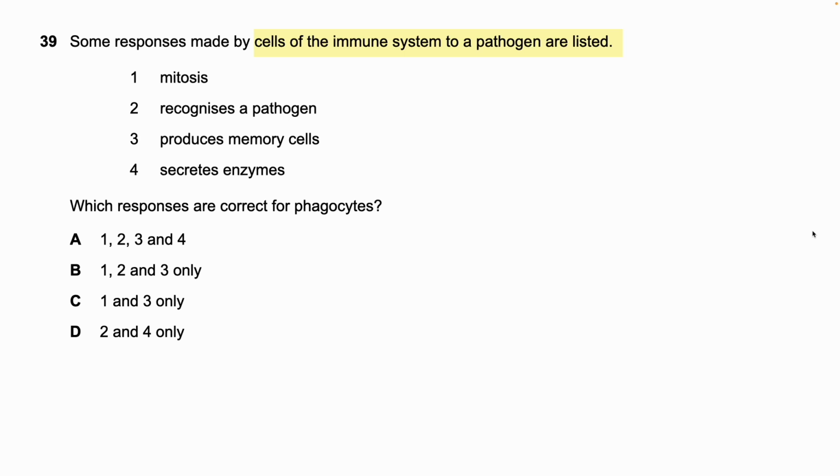Mitosis, recognize a pathogen, produces memory cells, secretes enzyme. Which responses are correct for phagocytes? So the question here is which responses are correct for the phagocytes.